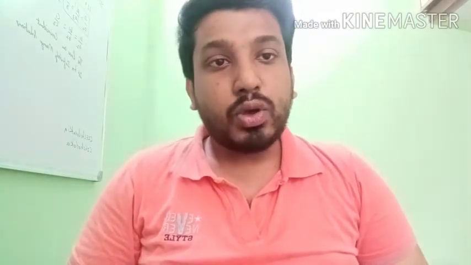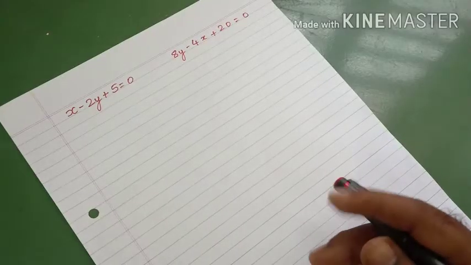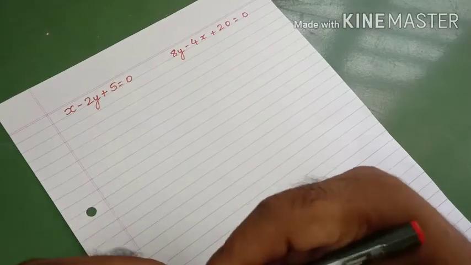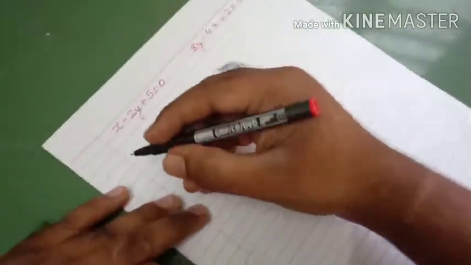Today we are going to see how to plot the graphical method of a pair of linear equations in two variables. So let's see that, and we can compare the ratios as we saw in the previous video. This is the first equation we are going to solve.